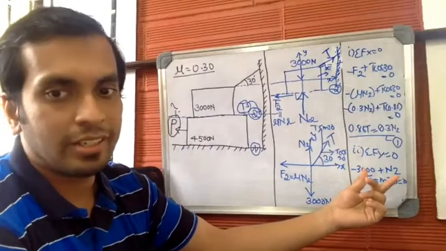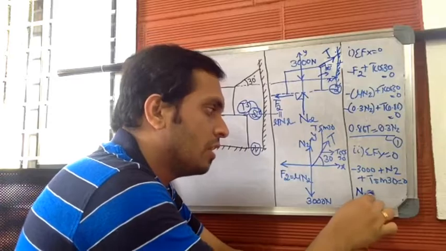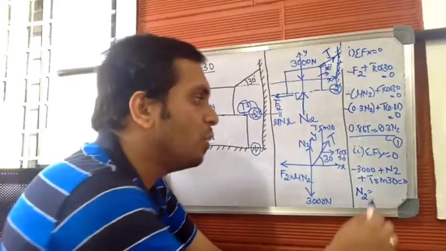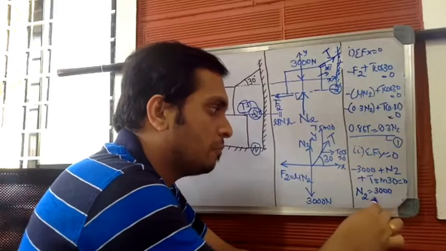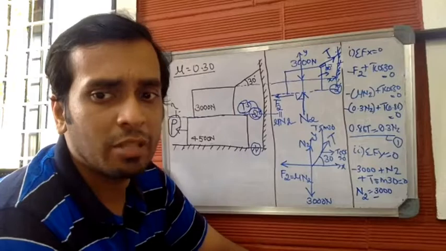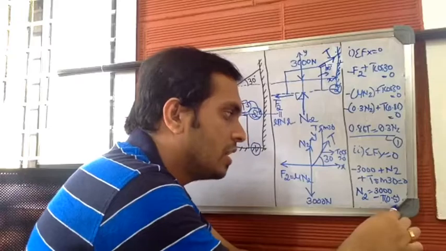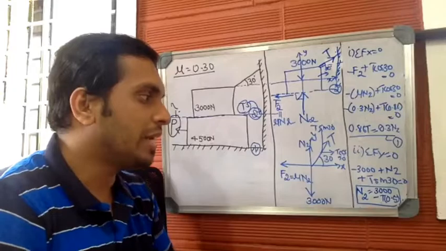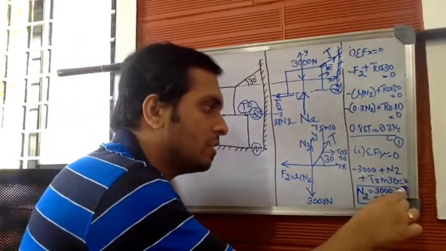I can rearrange and express this in terms of N2. Just by keeping N2 on the left hand side, I'll bring everything to the right hand side. N2 will be equal to 3000 minus T into sin 30. Sin 30 can be written as 0.5. So N2 is 3000 minus T into 0.5. Let this be equation number 2.